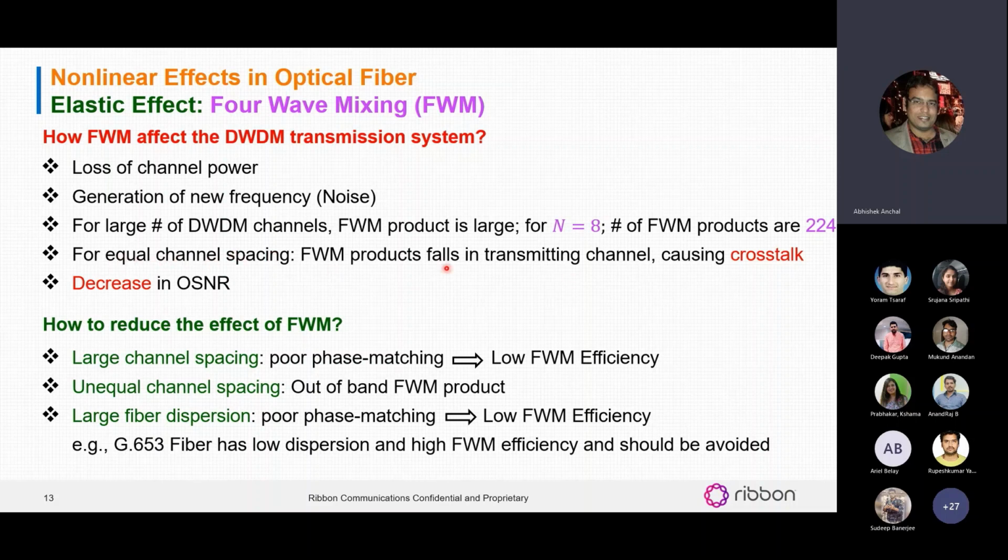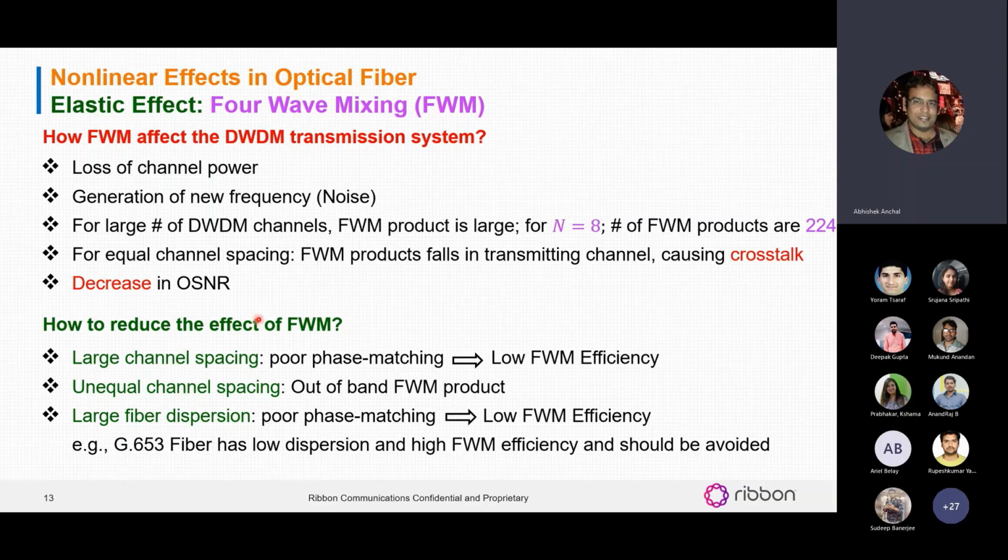If you have equal channel spacing, this might cause crosstalk, and all of them result in a decrease in OSNR. So how to avoid the four-wave mixing? One of the ways to avoid the four-wave mixing is to create a large channel spacing. But what we usually do.